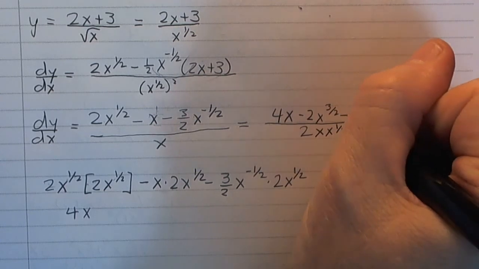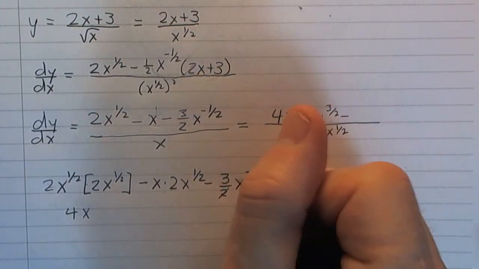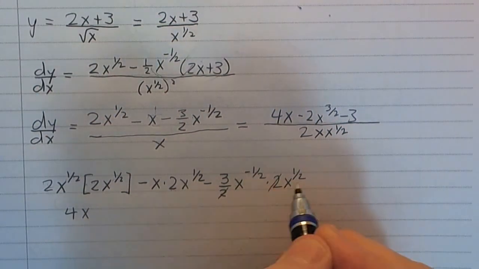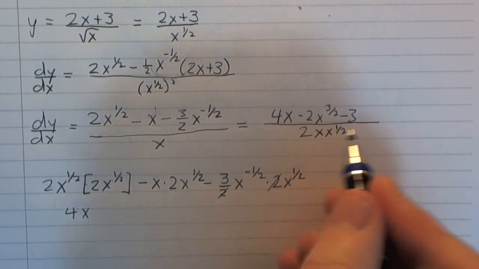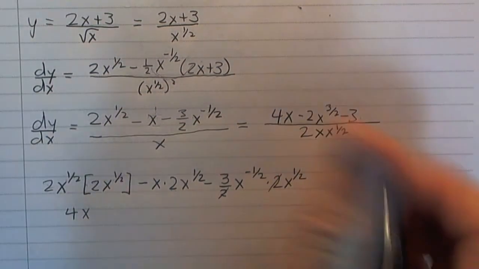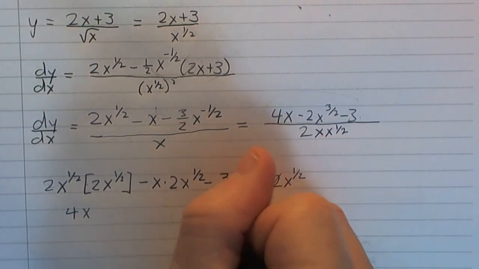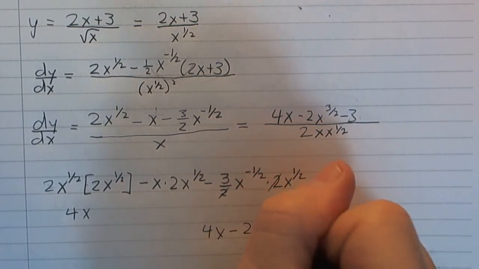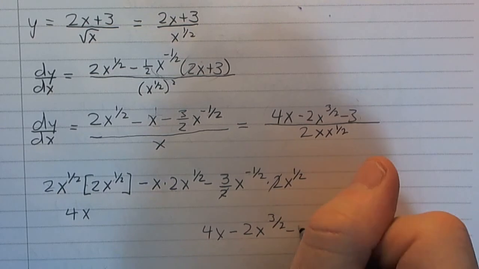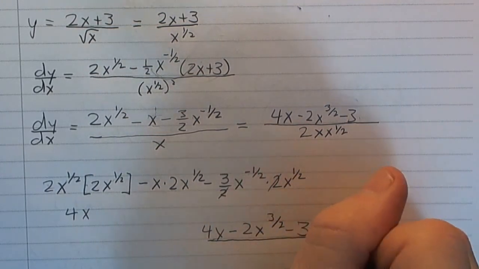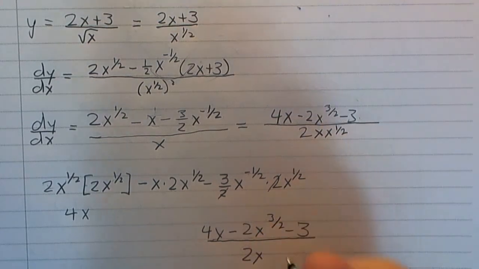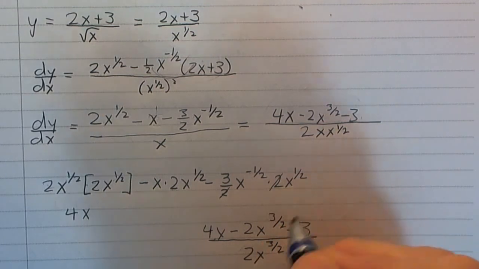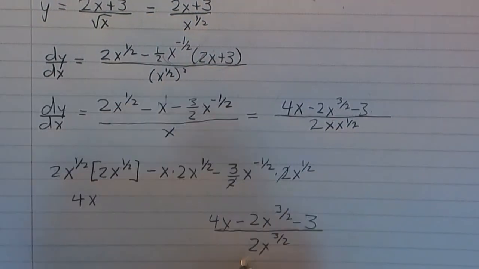Now let's see what else. Minus, look at these 2's, they cancel. And I've got 3, and that's it. See? X to the negative 1 half times x to the 1 half, that's just x to the 0. So now let me go ahead and clean this up a little bit. What I've got now is 4x minus 2x to the 3 halves minus 3, and the bottom is going to be 2x to the 3 halves. See? Because 2 halves and 1 half, that makes 3 halves. And there it is. That's a nice way to simplify it.